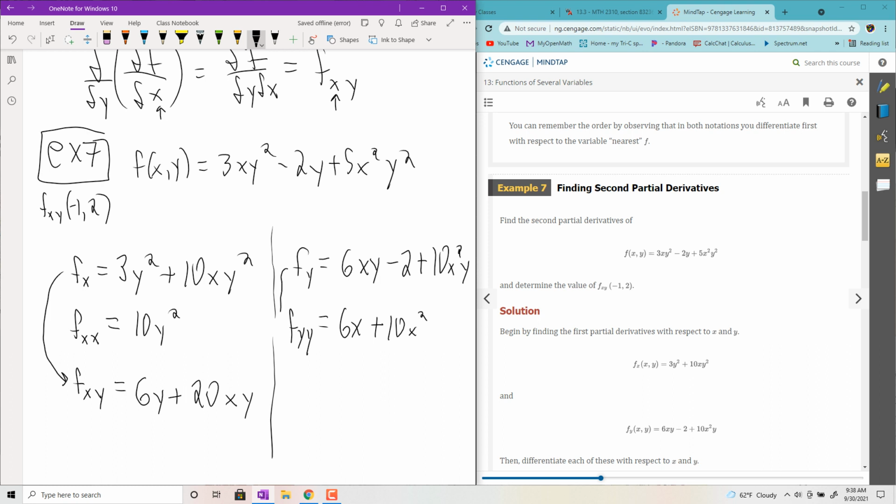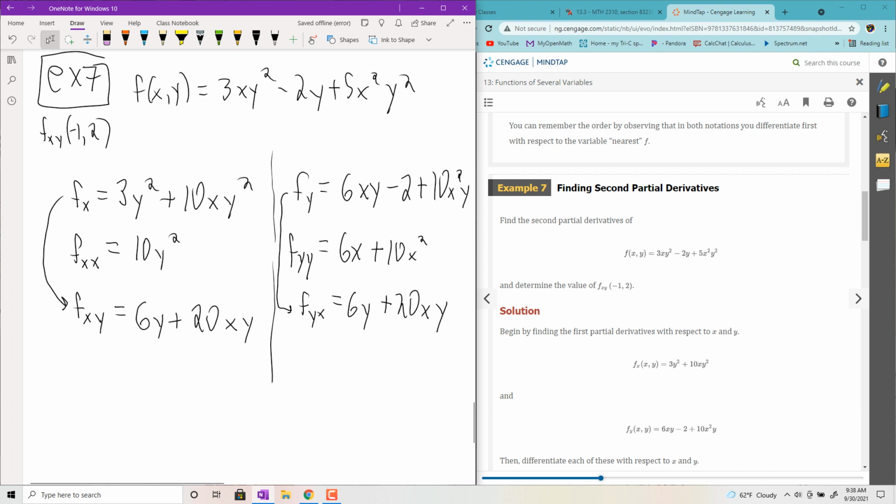Okay, and then I'll take the derivative of this with respect to x. So that will be 6y, the 2's gone, and then plus 20xy. And there are our 4 partial derivatives. They wanted to figure out what is fxy of -1, 2. And so I plug that into here, and that will give me 12 minus, I guess, 40. So that would be -28.